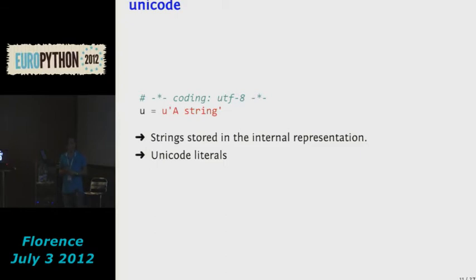To mark a string as Unicode, there is a prefix character, the u, and the string is now a Unicode literal because it is marked with a u prefix.